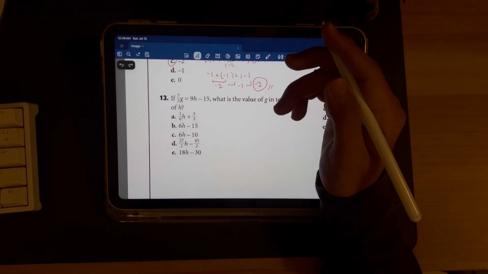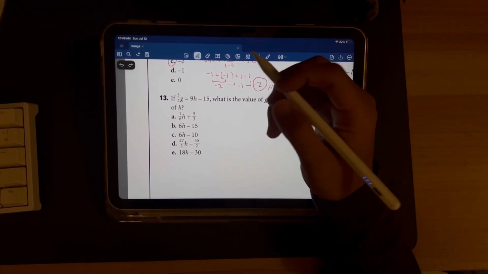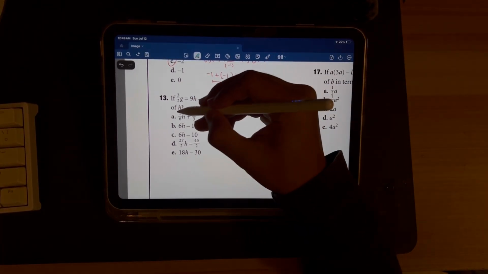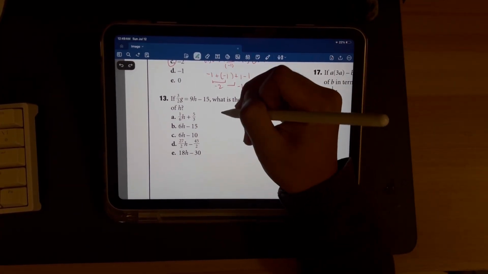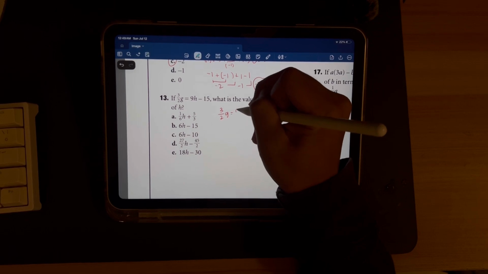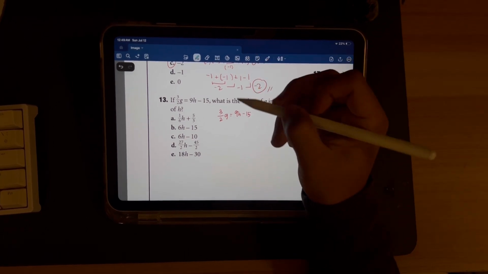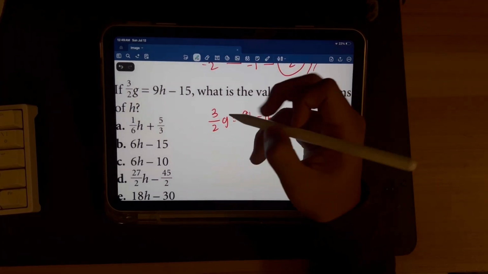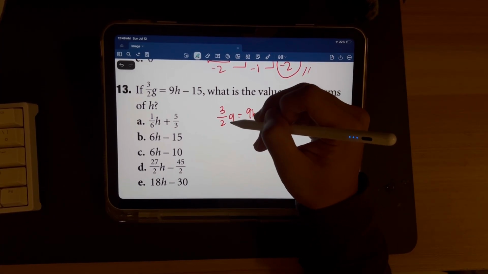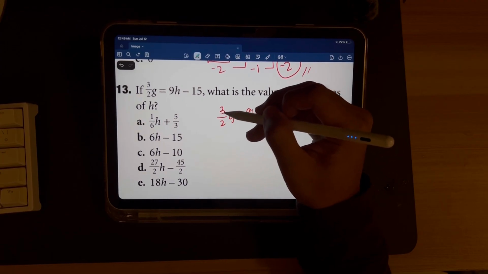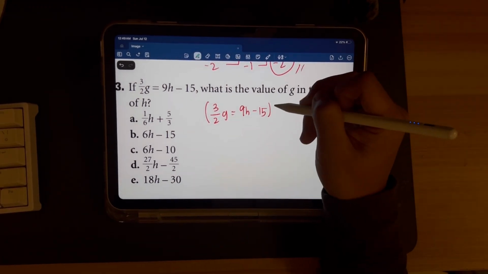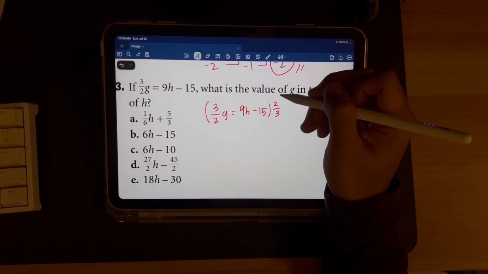Now for the next question, we are no longer asked to substitute values. Rather, we are asked to find the specific value of g in terms of h. So let us first rewrite the old equation. We have 3 over 2 g is equal to 9h minus 15. Now since we are asked what would be the value of g in terms of h, we are going to isolate g. And in order to isolate g, we first have to remove 3 over 2. In doing so, we will just simply multiply 2 over 3 both sides.